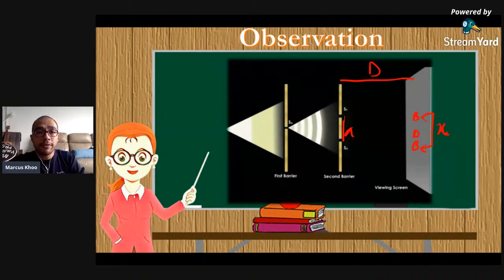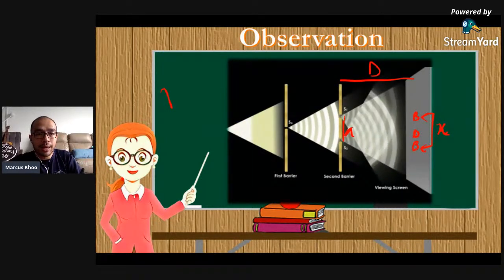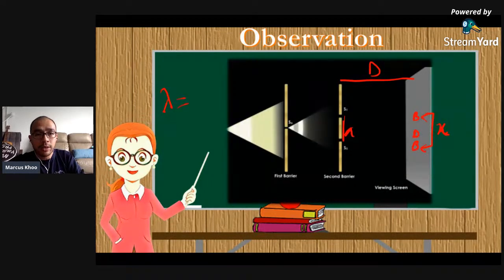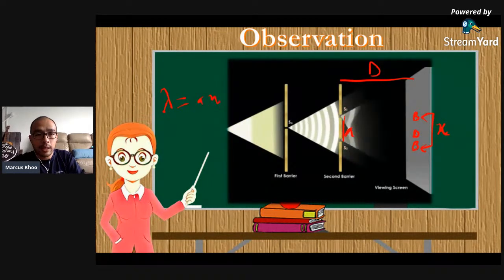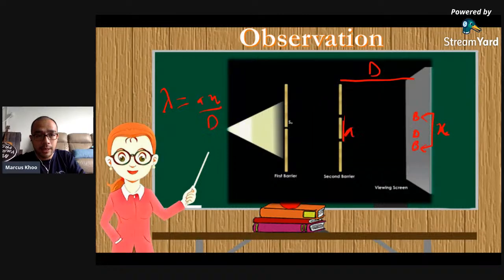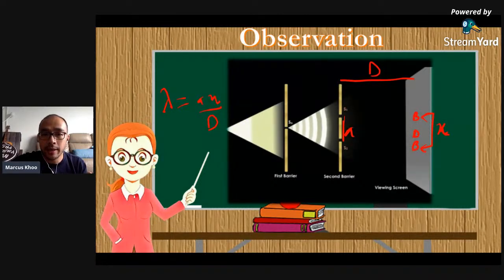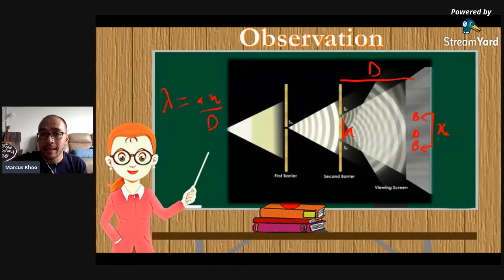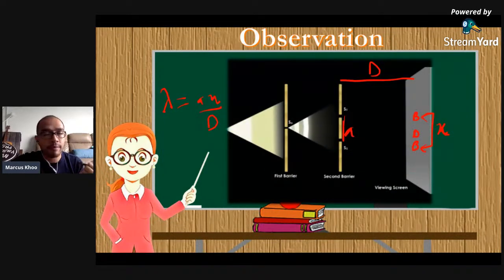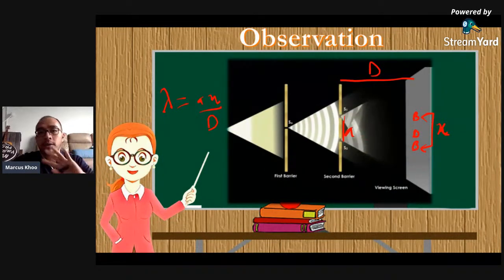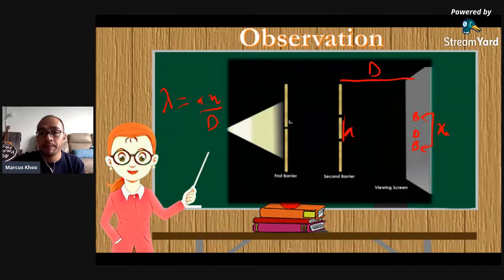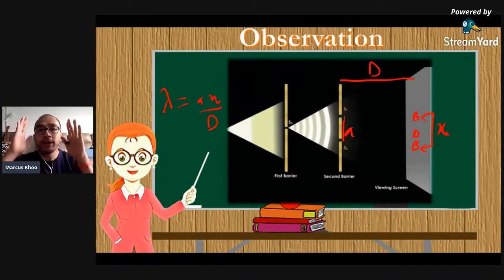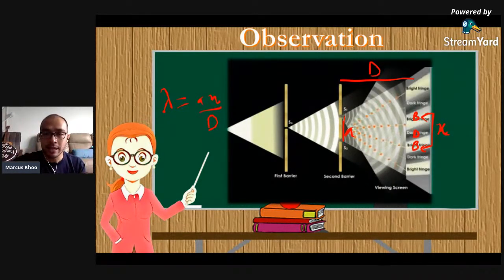So remember the formula just now. The formula is lambda, the wavelength, equals ax over d. This is the A, this is the x. Too bright or too dark doesn't matter, you can choose either. And this is the D. Remember the formula this way, remember the letters this way.